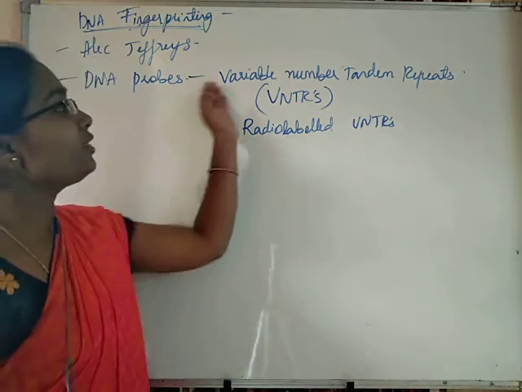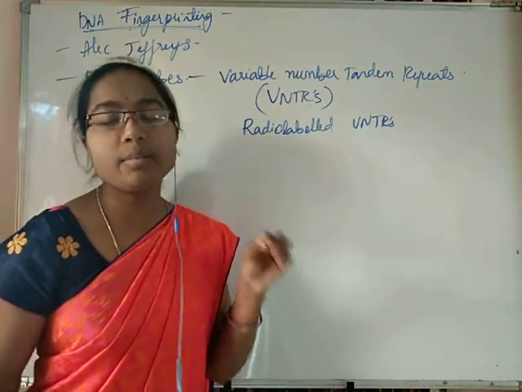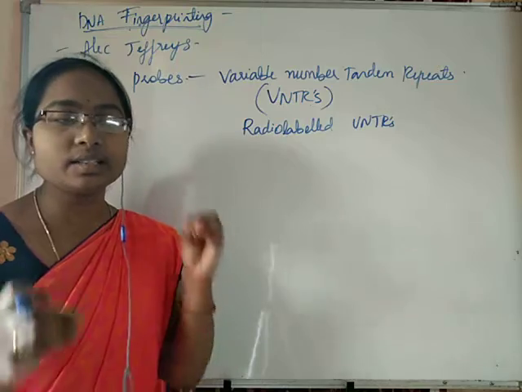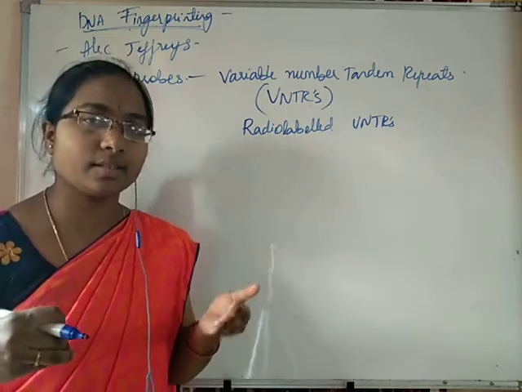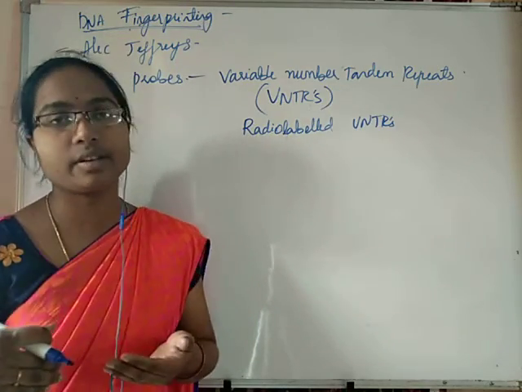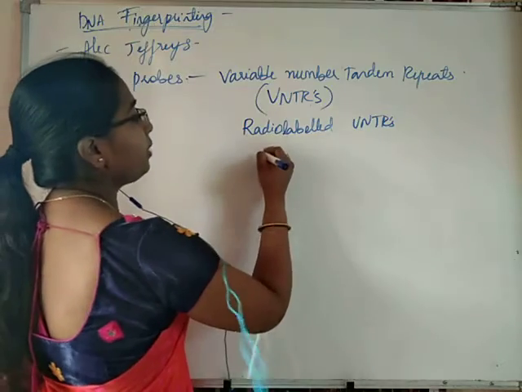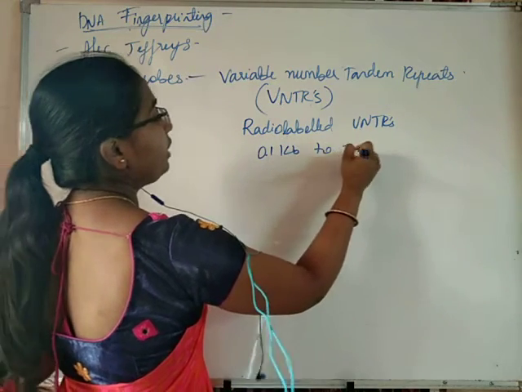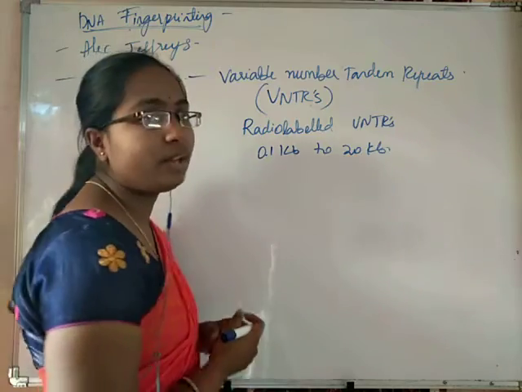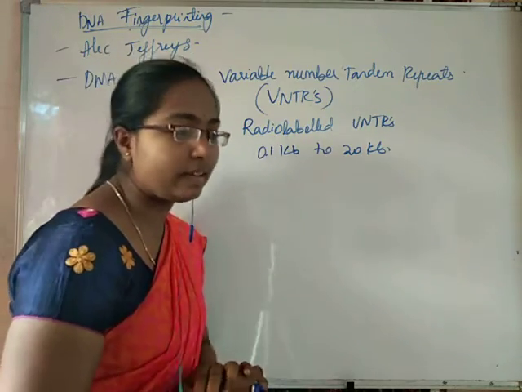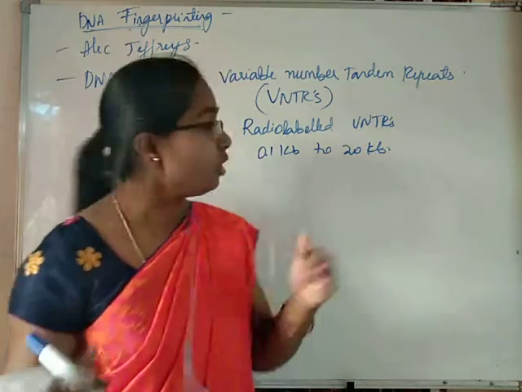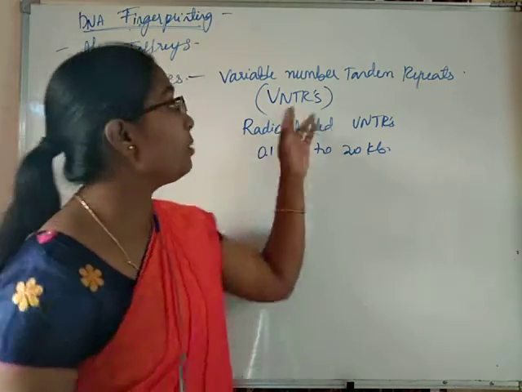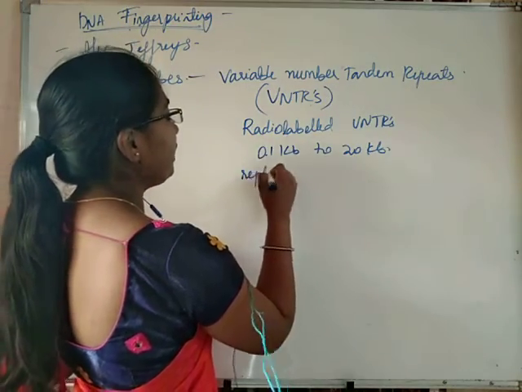Okay. So, what are these variable number tandem repeats? Variable number tandem repeats are those sequences of DNA which consist of repetitive sequences. They may vary from 0.1 kb to 20 kb in length. That means they are very small to up to 20 kb in length. So, they are available in different sizes. These variable number tandem repeats contain repetitive sequences.